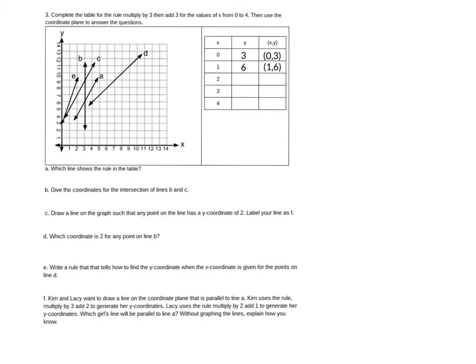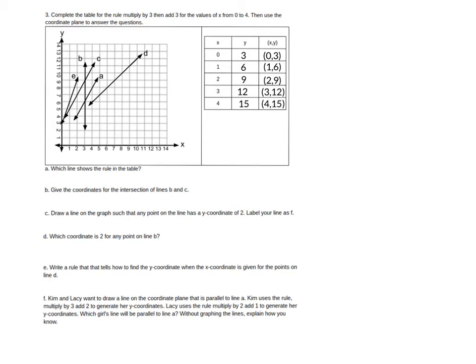2 times 3 is 6, and 6 plus 3 is 9. The next ordered pair is 2, 9. 3 times 3 is 9, and 9 plus 3 is 12. The next ordered pair is 3, 12. And 4 times 3 is 12. 12 plus 3 is 15. The last ordered pair is 4, 15.